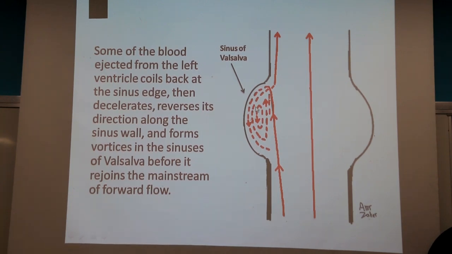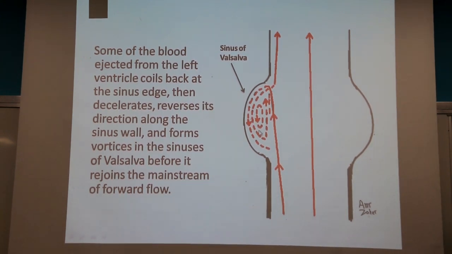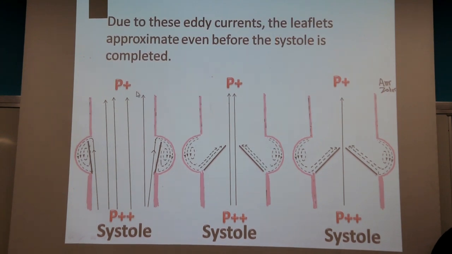Then it accelerates, reverses its direction along the sinus wall and forms a vortex in the sinus of Valsalva before it joins the main stream again. So blood in the sinus of Valsalva will go in the opposite direction. Look here. Due to this eddy current, the leaflets approximate even before systole is completed. So during systole, some eddy current will get to the side of the leaflet and push it to close. It begins to close during systole. Good? It starts to close by the eddy currents.